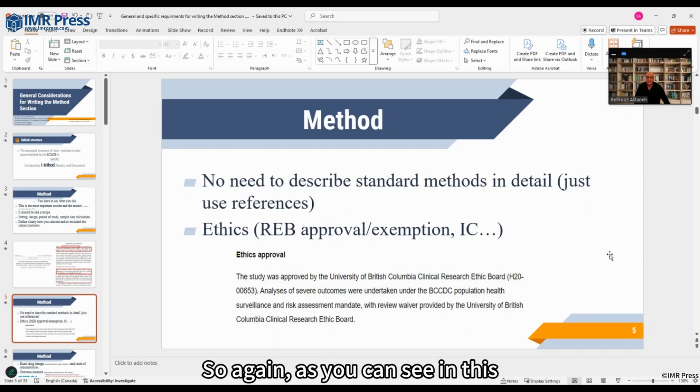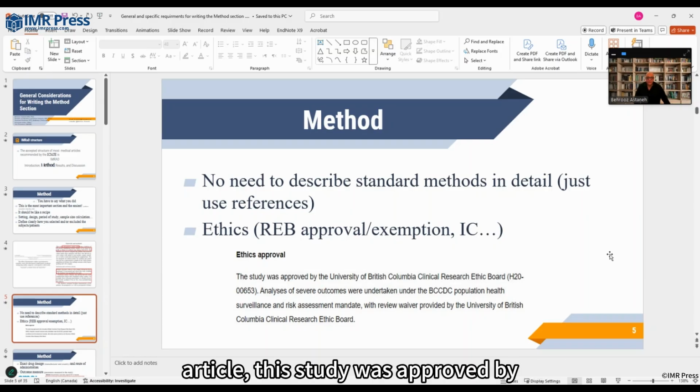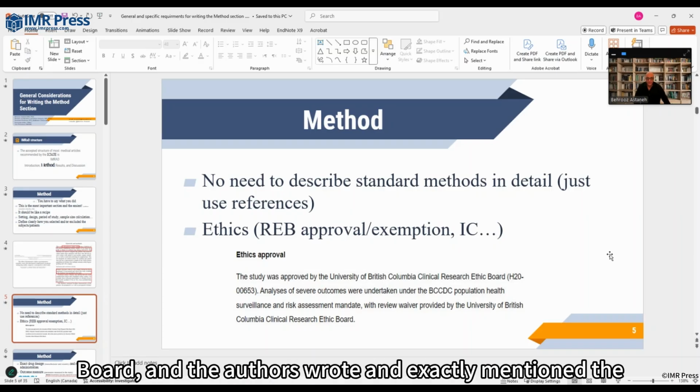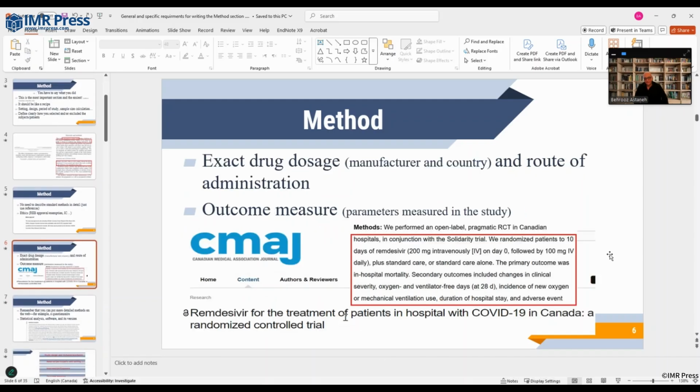So again, as you can see in this example about ethics approval in a published article, this study was approved by the University of British Columbia Clinical Research Ethics Board, and the authors exactly mentioned the Research Ethics Board approval in their method section.